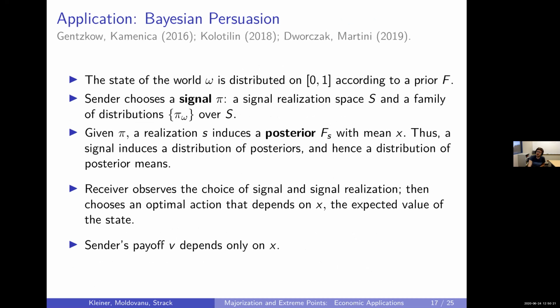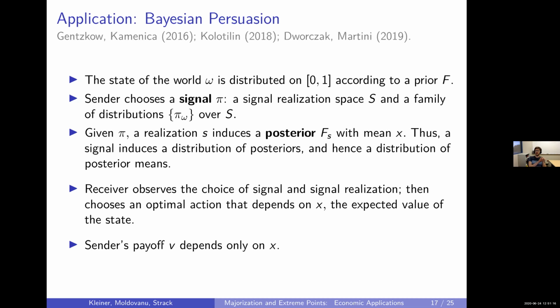So you have a state of the world that's distributed on the unit interval according to some prior F. Now this is a model where you have a relatively rich state space. And to make it tractable, the idea is you're interested only in the posterior mean. So the sender is going to commit to a signal pi. This is a signal realization space S and a family of distributions over S that depend on the realized state of the world. And then you could think of a receiver who's going to observe the signal realization, update his belief. And so given the signal, a realization s will induce a posterior F_s, which has some mean x.